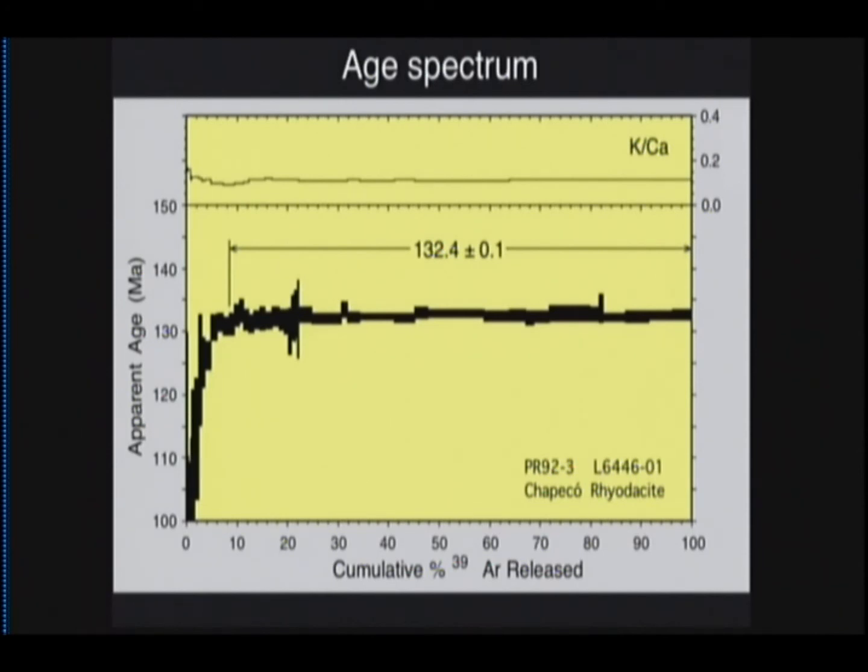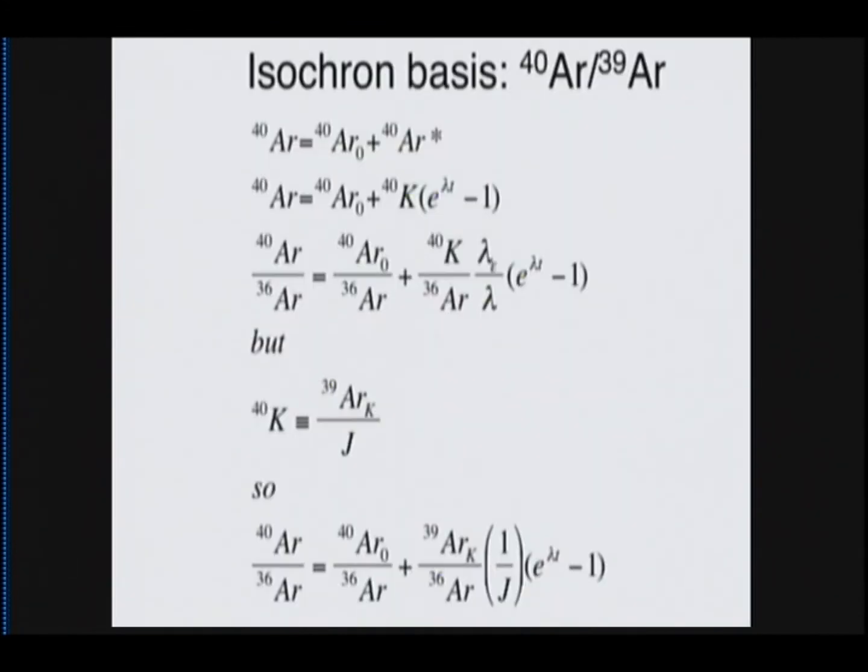And for that same reason, when you plot an age spectrum, you usually don't include the uncertainties that come from the J-value, because that's a systematic source of uncertainty. And in order to define a plateau, you really need to be comparing only the analytical errors, not the systematic errors. Okay, so that's the age spectrum.